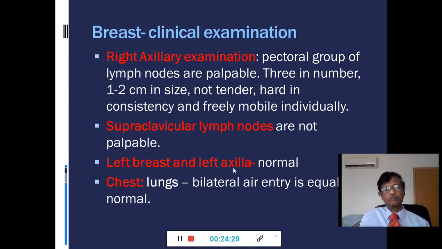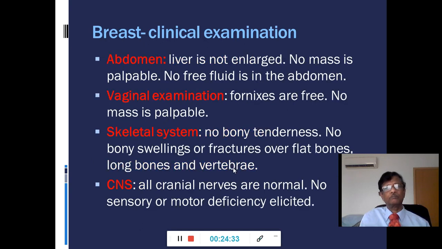Chest, lungs. Bilateral air entry is equal and normal. Abdomen. Liver is not enlarged, no mass is palpable. No free fluid in the abdomen. Vaginal examination. Fornices are free, no mass is palpable. Skeletal system. No bony tenderness, no bony swellings or fractures over flat bones, long bones and vertebra. CNS. All cranial nerves are normal. No sensory or motor deficiency elicited.